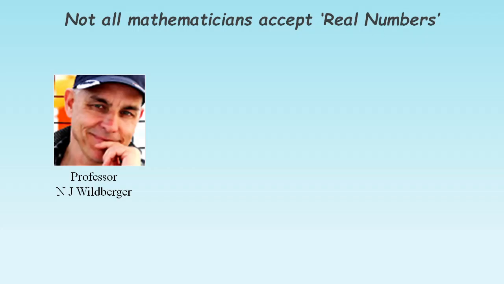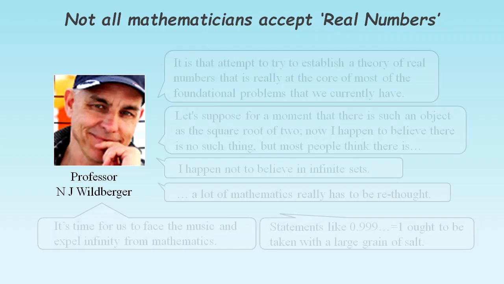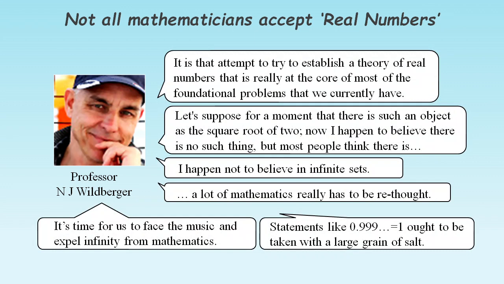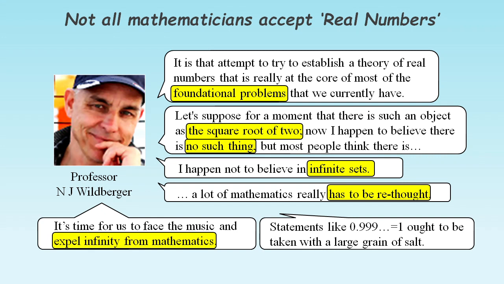It's not as far-fetched as it might first appear to reject the concept of real numbers. Even a small number of mathematicians reject them, most notably of which is a retired mathematics professor, Norman Wildberger. Norman Wildberger claims that real numbers are at the core of most foundational problems in mathematics, and that objects such as the square root of 2 and infinite sets don't exist. He says we need to rethink a lot of mathematics and expel infinity, and that 0.9 recurring equals 1 should be taken with a large grain of salt.